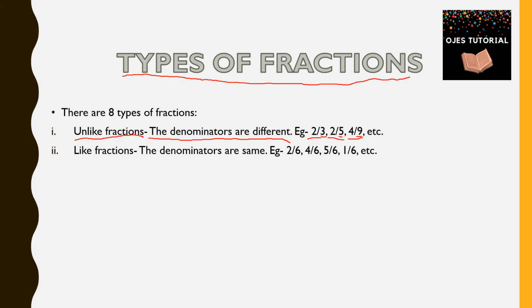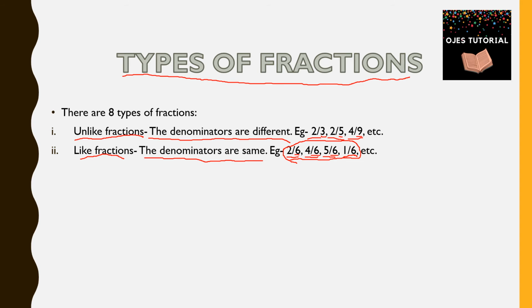The second is like fractions. And what are like fractions? The denominators are the same. So here there are 4 fractions, 2 upon 6, 4 upon 6, 5 upon 6 and 1 upon 6. As you all can see, in these 4 fractions the denominators are the same. Here it is 6 and here also it is 6, here also 6 and here also 6. So all the denominators are 6. That is why these 4 are like fractions.